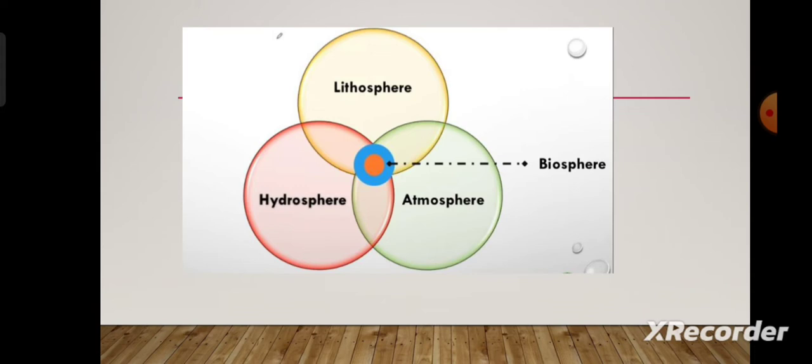You can see all these three spheres are interconnected to each other within a boundary, and that boundary is the ecosystem. When all these three spheres are interconnected, there is one more sphere which is formed, that is the biosphere. So biosphere requires all these three spheres, that is litho, hydro, and atmosphere.